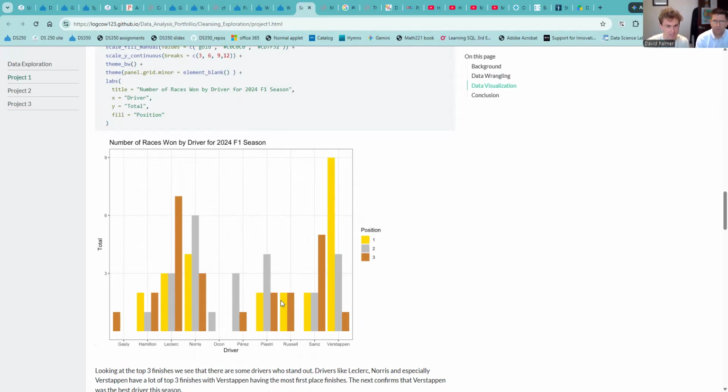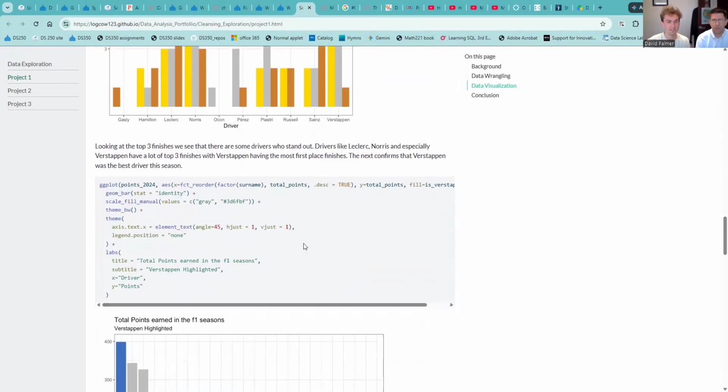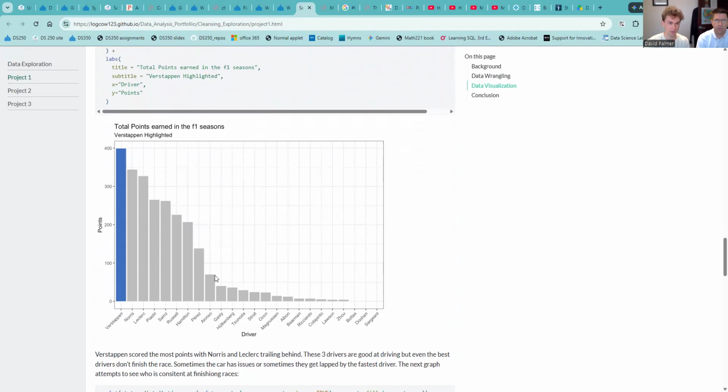Yeah, Piastri getting to top three as well. But these show all the top 3 drivers through the entire season here. And so I was just looking at this one first to see who was getting first place, second place, third place, because I assumed they'd probably be the quickest. Yeah. And so that leads to our next graph of points scored.